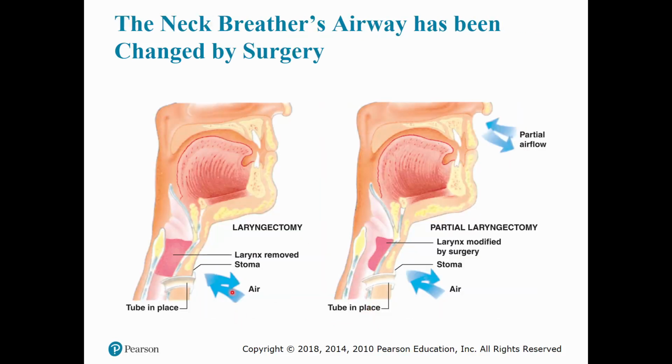In a total laryngectomy, there is no longer any connection, so the larynx has been completely removed, and now the patient is breathing in through their stoma with a tube in place for it. In a partial laryngectomy, the larynx has been partially removed, so now the patient can still breathe in through their trachea, through their mouth or nose, and then still breathe in through that tube.